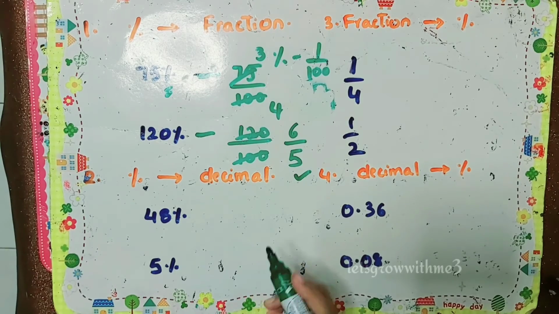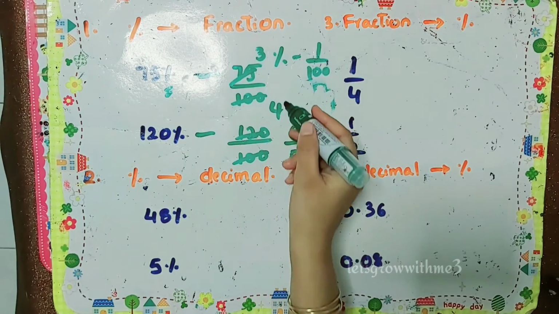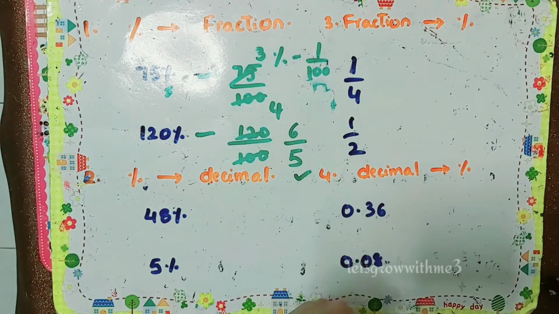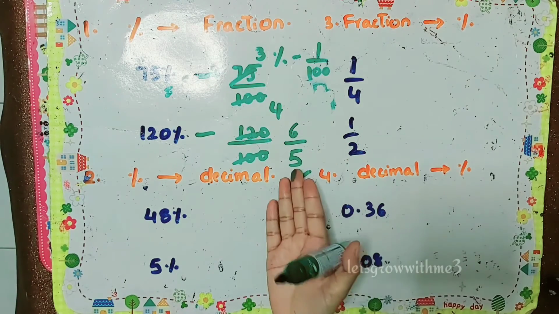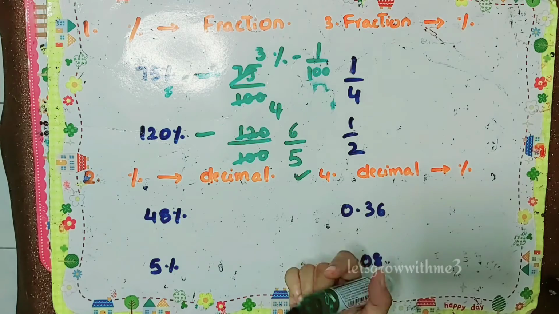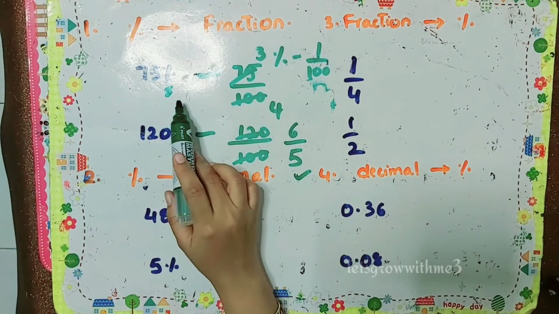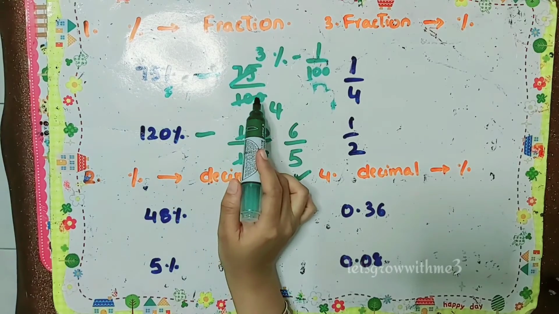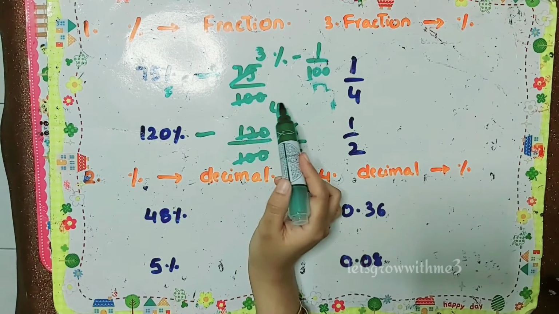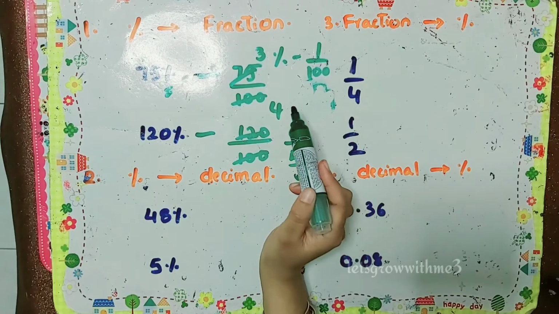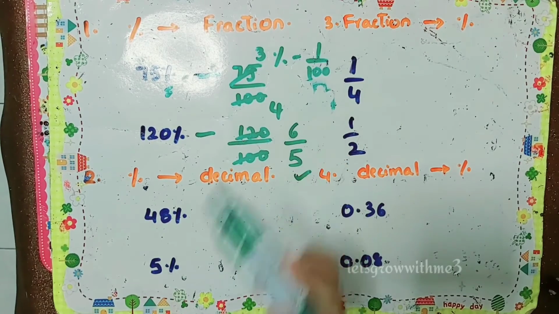So what we need to do is just multiply with 1 over 100. Percentage means 1 over 100. If you want to remove that symbol, just multiply with 1 over 100. That's how we convert percentage to fraction. At the end, we should write it in simplest form. We shouldn't forget this.